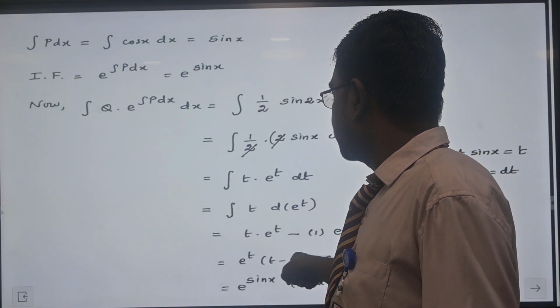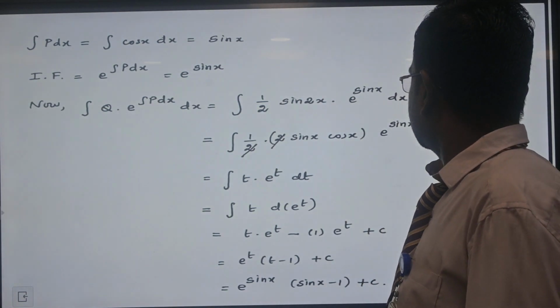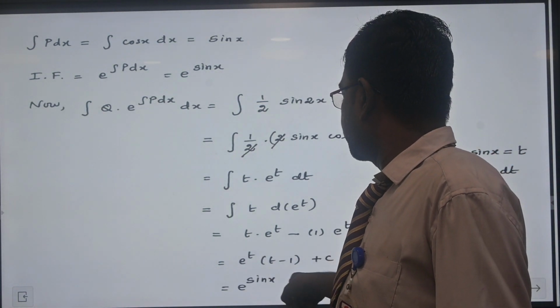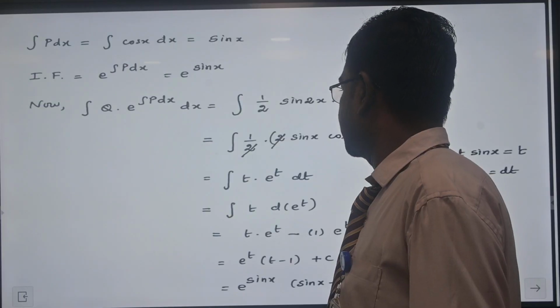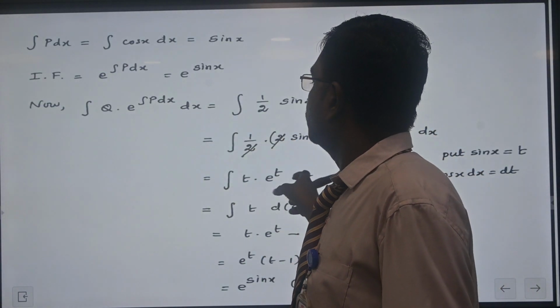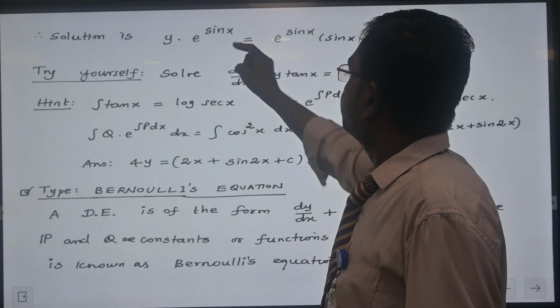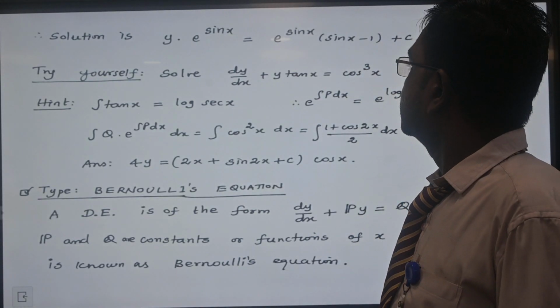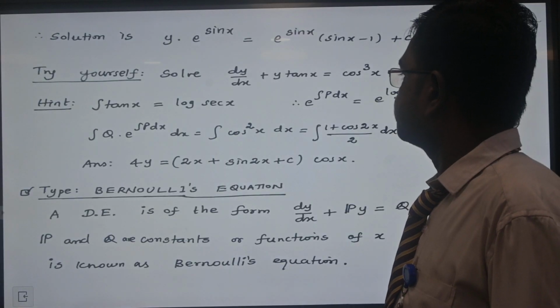So the common solution is e power t minus 1 plus c. We can replace, in the substitution, sin x equal to t. Therefore, e power sin x minus 1 plus c. That is the idea. So using the integrating factor, the solution is y into e power sin x equal to e power sin x minus 1 plus c.